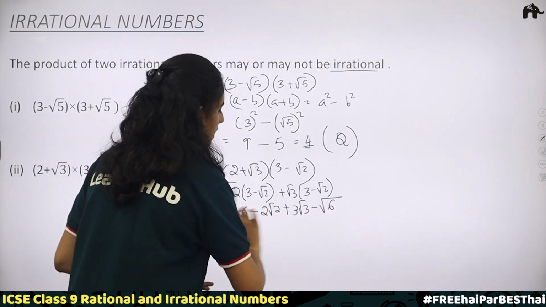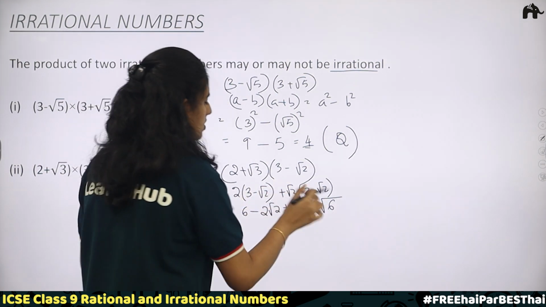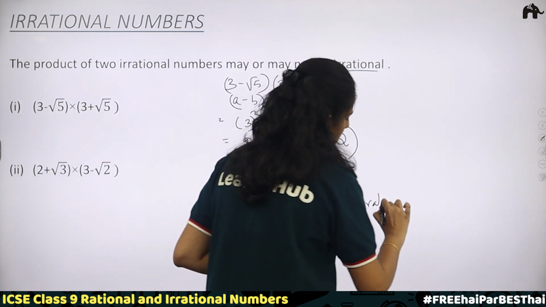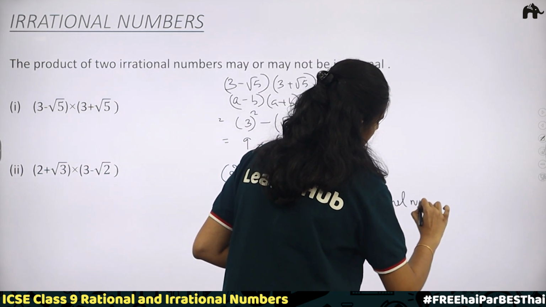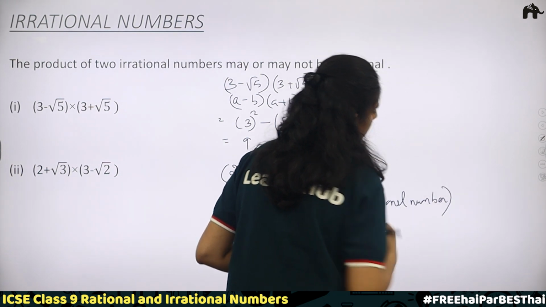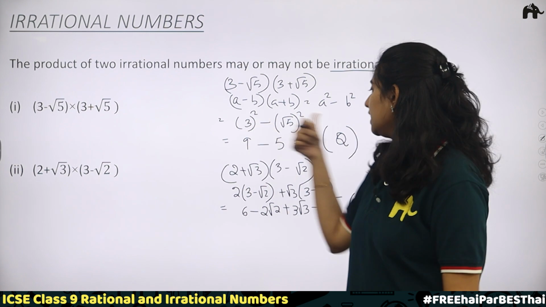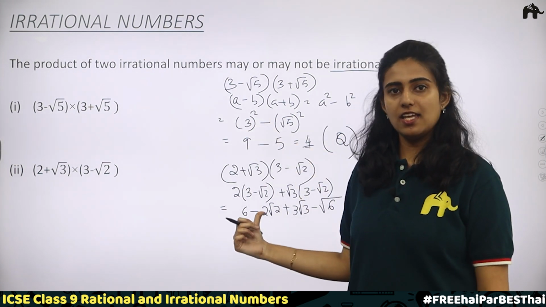Nothing more can be done here. You cannot simplify it further. Therefore, this is an irrational number. So we understood that when two irrational numbers are taken and you find the product, either it can be a rational number or it can be an irrational number.